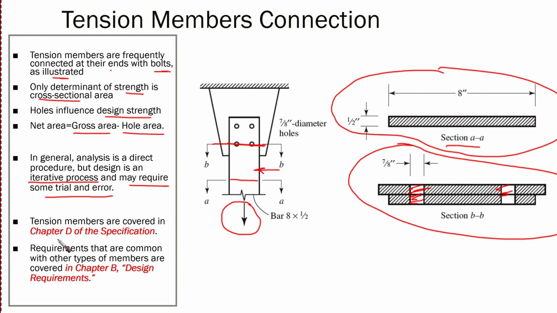Tension members are covered in Chapter D of the specification. Take care, Chapter D of the specification, not the manual. This is the specification, which is Part 16 of the manual, and you are going to find it under Chapter D. Requirements that are common with other types of members are covered in Chapter B, design requirements. So you are going to find that the main requirements for designing steel tension members are covered in Chapter D and Chapter B of the specification.